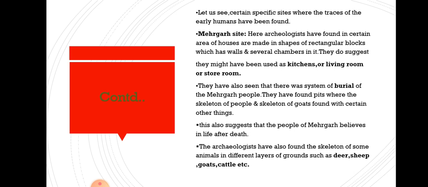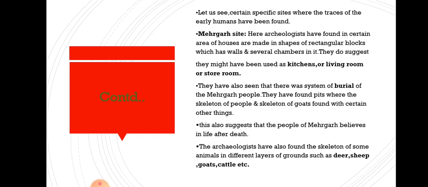So at that time also, near the areas of Mehrgarh, archaeologists have found burials of Mehrgarh people. They have found pits where the skeleton of a person and a goat were found with certain other things. So there is a story behind why the skeletons of goats and people have been found in the same pit or the same grave at the Mehrgarh site.